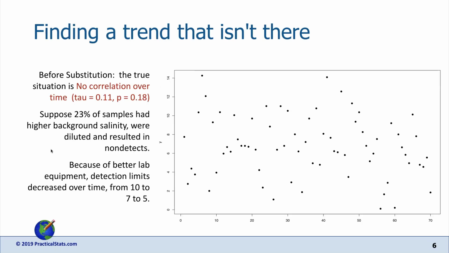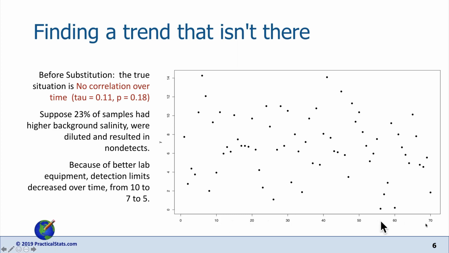Also, it's possible with substitution to find a trend that is not there. So here's also data generated. It's just random noise, random data from a normal distribution. And there's no correlation. Kendall's tau is 0.11 and the p-value is high, so we would not say that there's a correlation in this set of data at all.